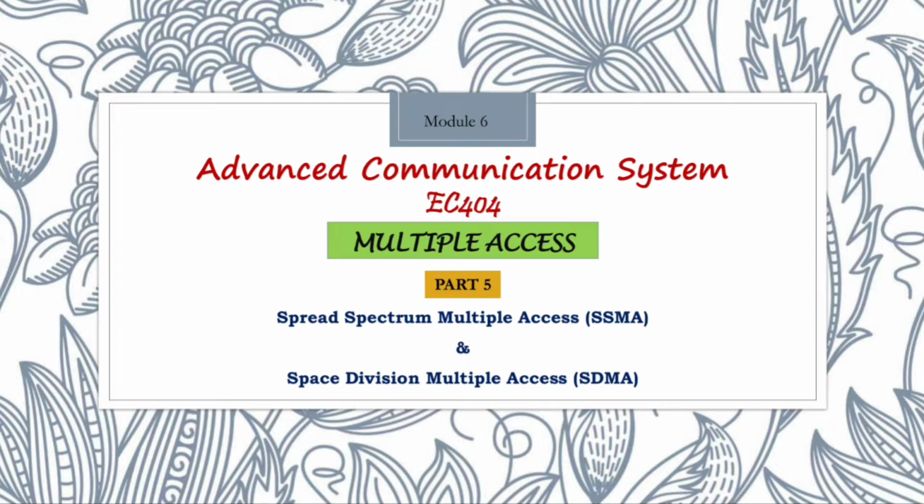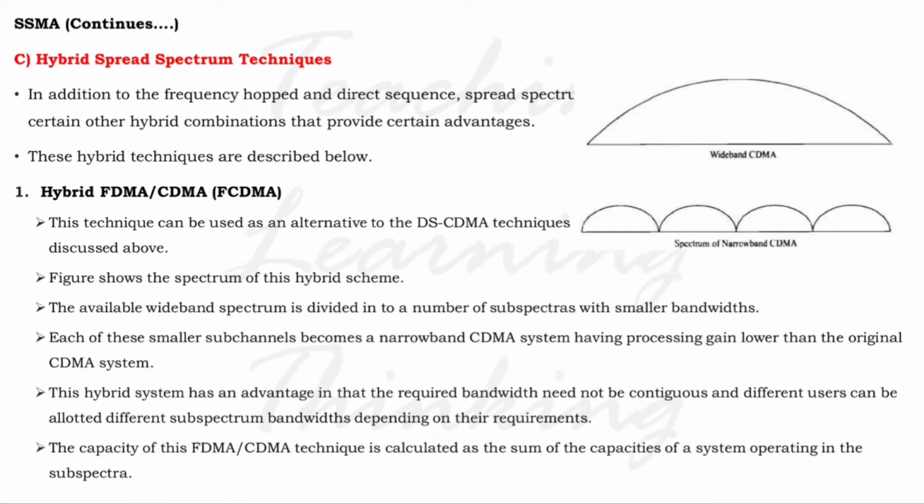As we know, there are many multiple access techniques available: TDMA, FDMA, CDMA, SSMA, SDMA, etc. CDMA is one part of SSMA, and that we have also covered in the last section. Now we are going to discuss more about SSMA, other access techniques. So, hybrid spread spectrum techniques.